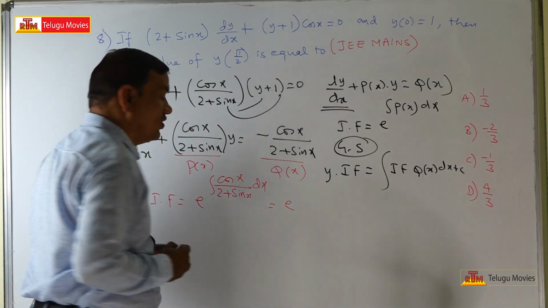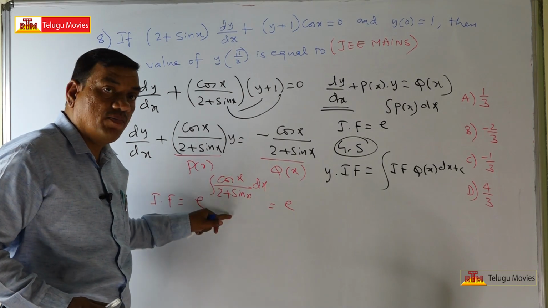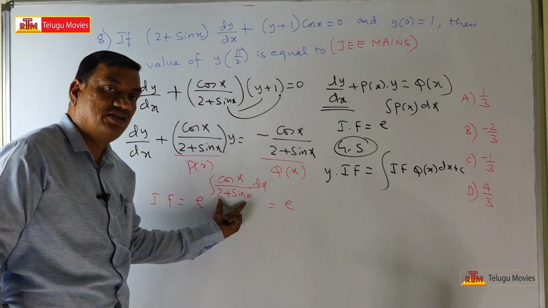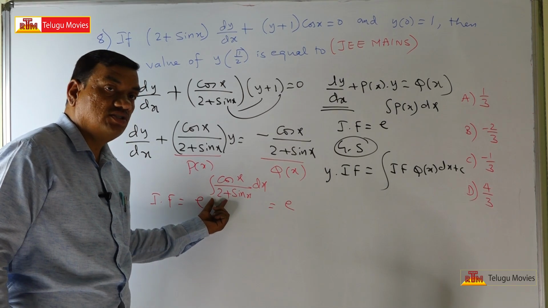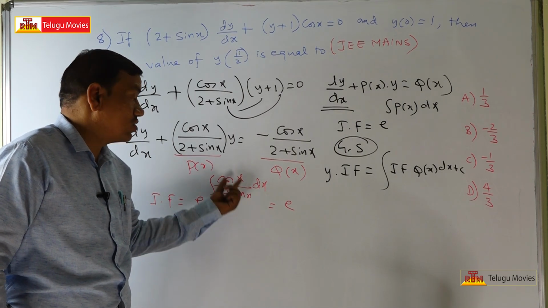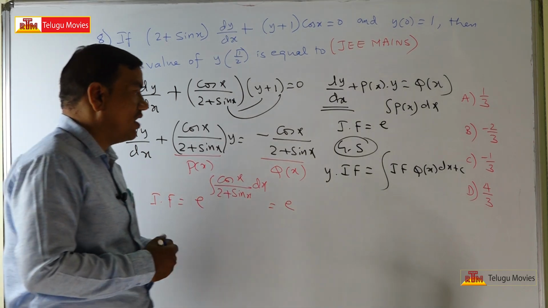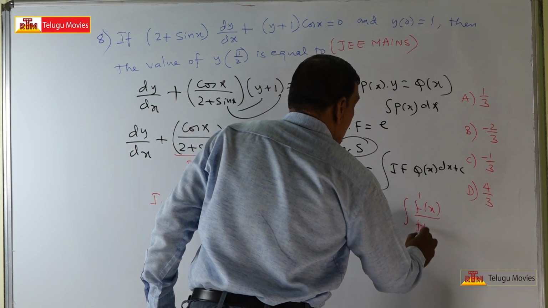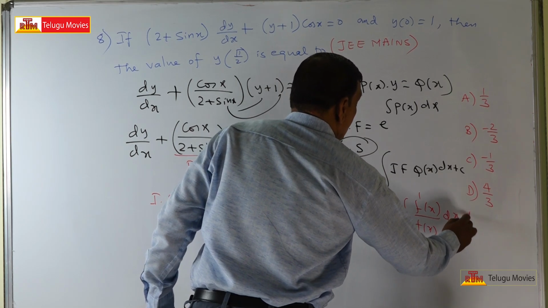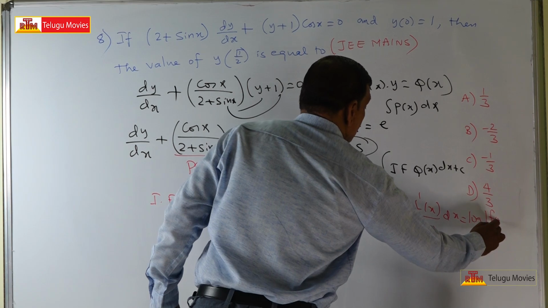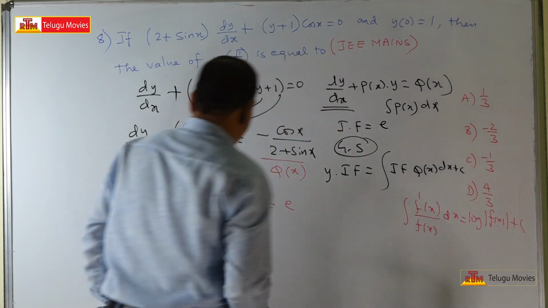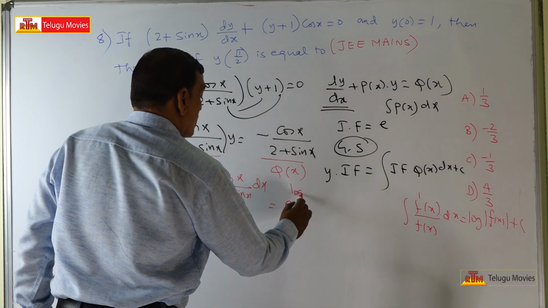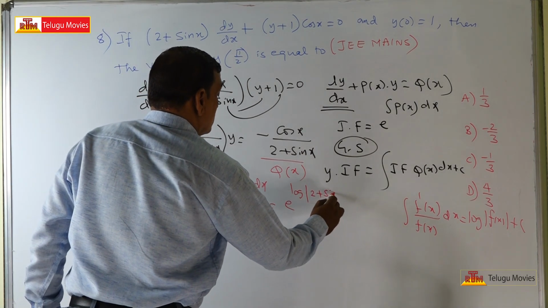This is e power integral of cos x over 2 plus sin x dx. If you observe here, numerator upon denominator, what is the derivative of the denominator? The derivative of 2 plus sin x is: 2 derivative is 0, sin x derivative is cos x. So, we have a formula. Once again, the formula is integral of f dash of x by f of x dx is equal to logarithm of modulus of f of x plus c. So, that is the logarithm of the denominator. So, this is e power logarithm of 2 plus sin x.